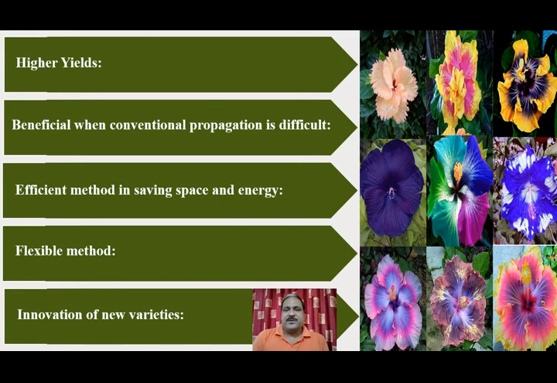Now, innovative methods. That is, through tissue culture, you can produce numerous new varieties. Now here in the image you can see I have shown you some 9 varieties of hibiscus flowers. Actually, through tissue culture at present, there are more than 54 varieties of hibiscus showing different variations in their flowering color. So thus, tissue culture plays an important role in plant culture.